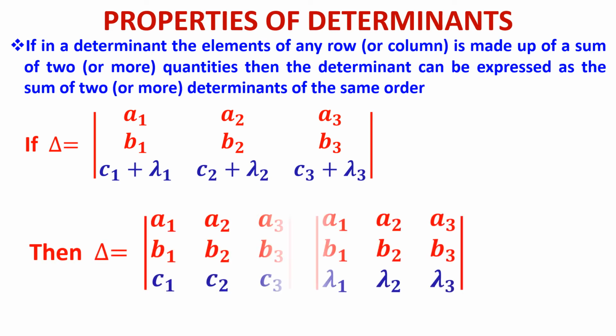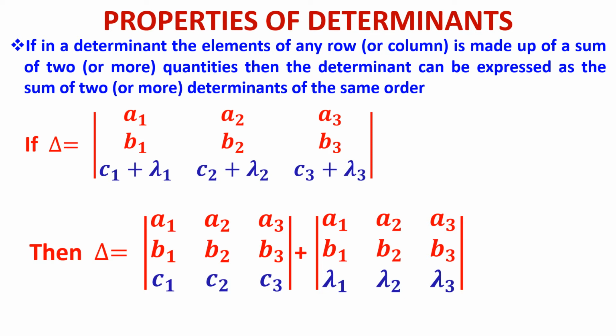Okay. Next property, if in a determinant the elements of any row or column are made up of the sum of two or more quantities, then the determinant can be expressed as the sum of two or more determinants of the same order. Have you seen the third column here? It is written as C1 plus lambda 1, C2 plus lambda 2, C3 plus lambda 3. Lambda 1, lambda 2, lambda 3 are entirely different.